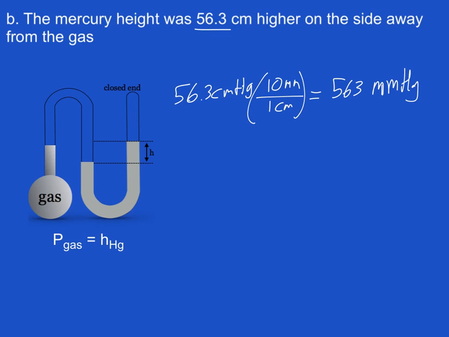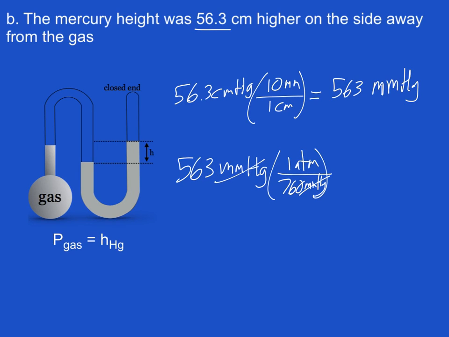If we now take that value and we want to convert that to atmospheres, we simply do 563 millimeters of mercury times 1 atmosphere over 760 millimeters of mercury. Those cancel out, and at the end we get that the pressure of the gas is equal to 0.741 atmospheres. So that's how you do a problem with a closed-ended manometer.